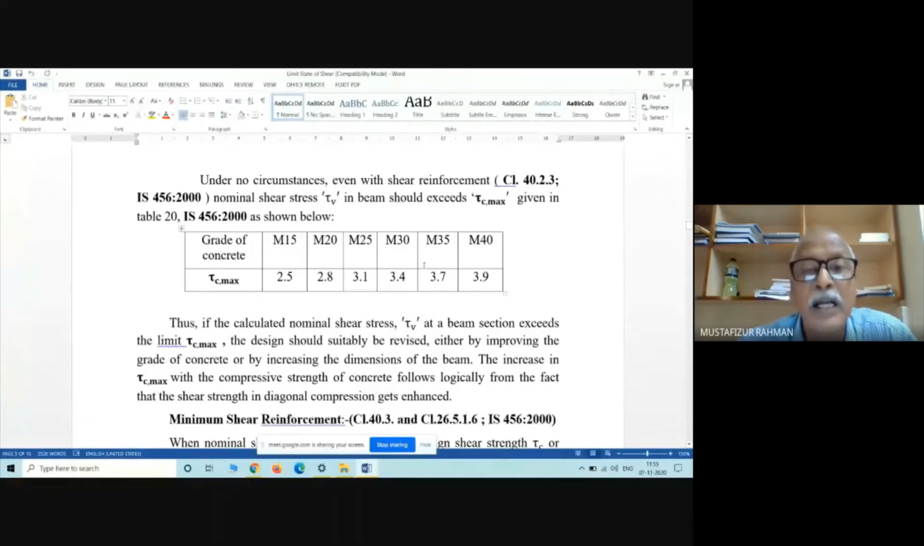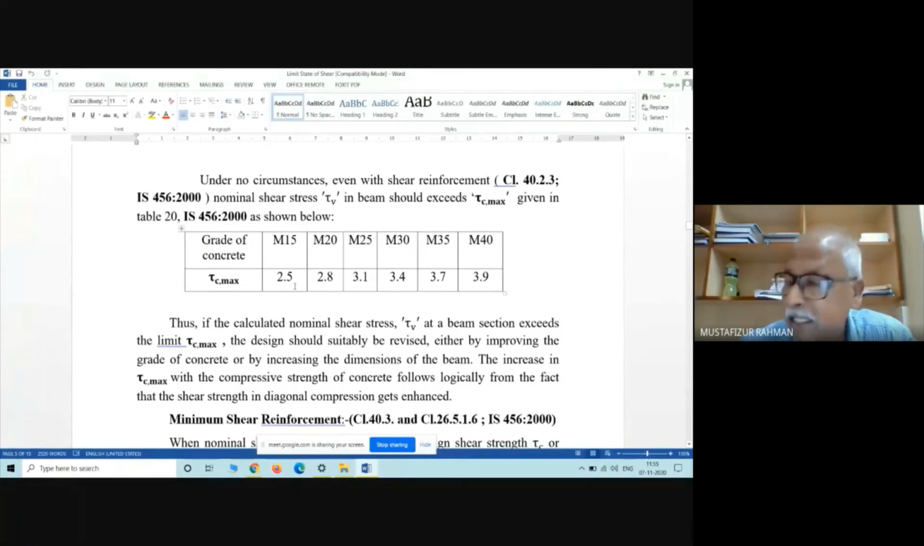As per IS 456, with respect to the grade of concrete, a maximum value is given. That means your induced stress cannot be more than this. For M15 it is 25, and it cannot be more than this. It may be less than this, but it cannot be more than this.